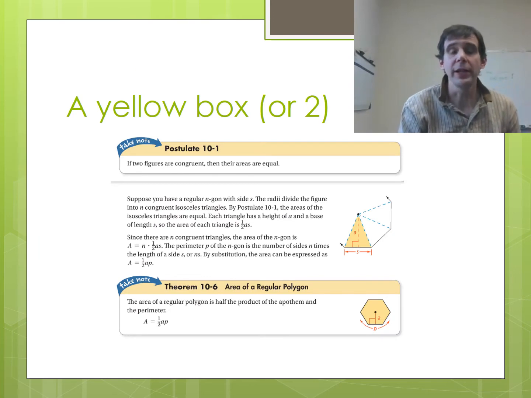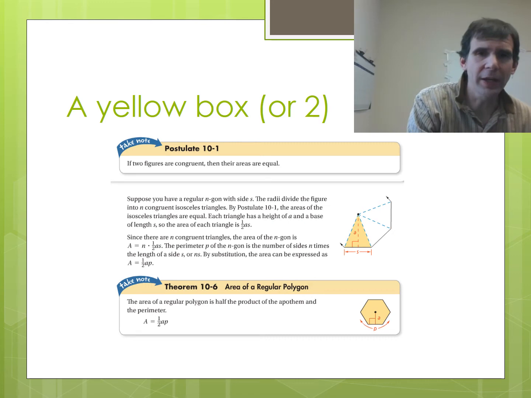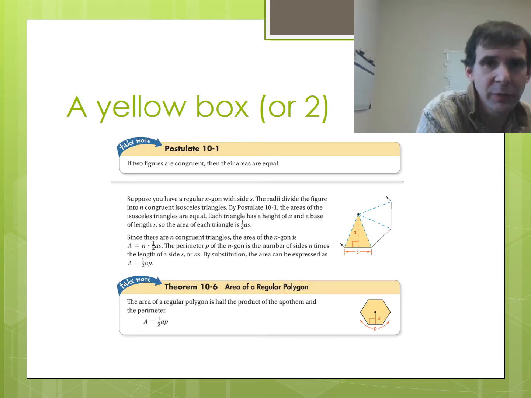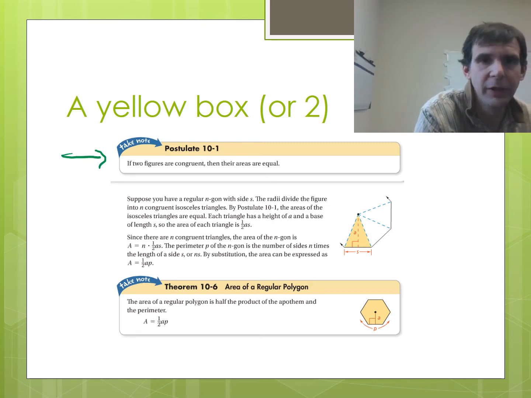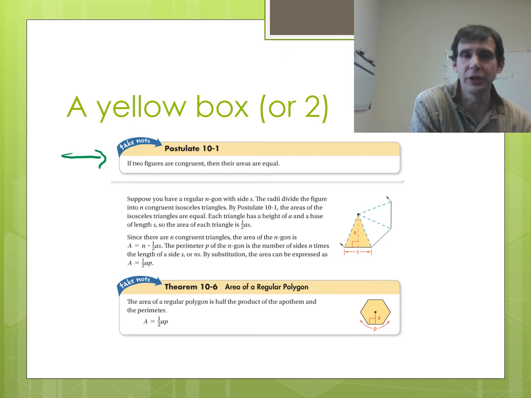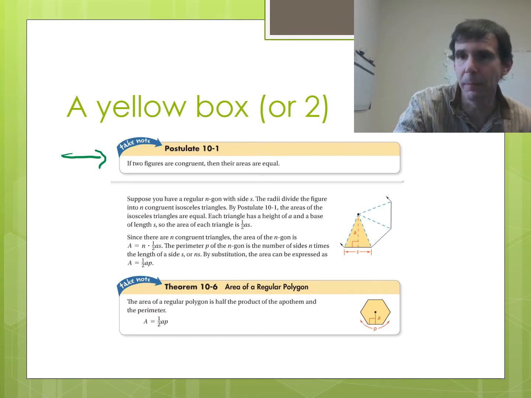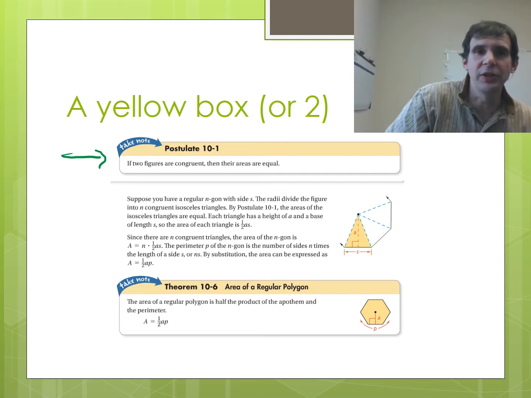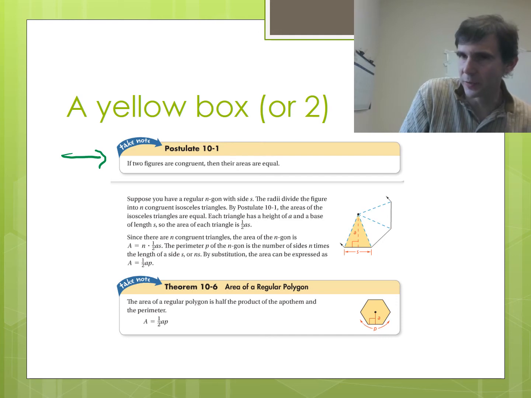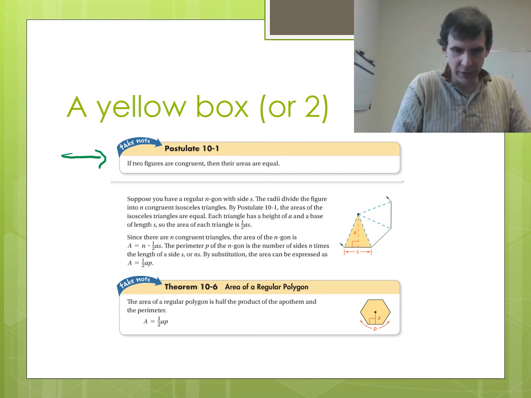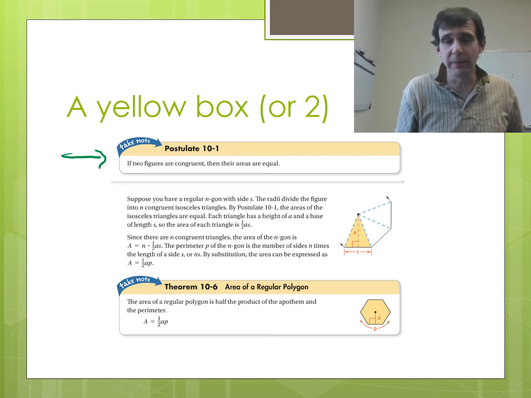All right, everybody, let's go ahead and start working on area. I've got a couple of yellow boxes here, but this one is a postulate that's going to help us come to terms with what we're doing here. The postulate says that if two figures are congruent, then their areas are equal, which makes sense, right? If you can take one and put it on top of the other and they're exactly the same, then the space contained in each one is going to be the same.